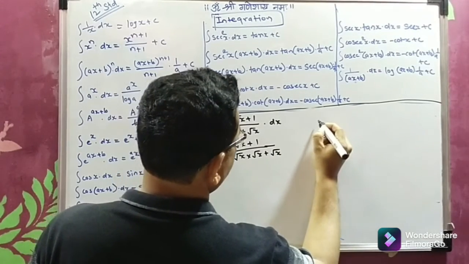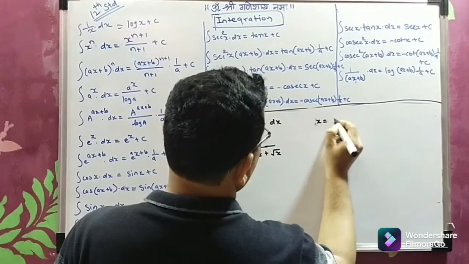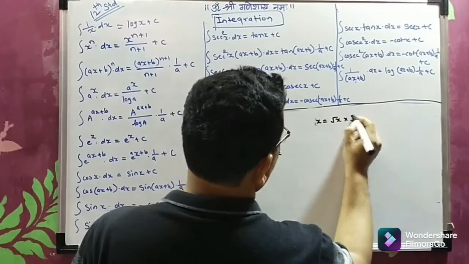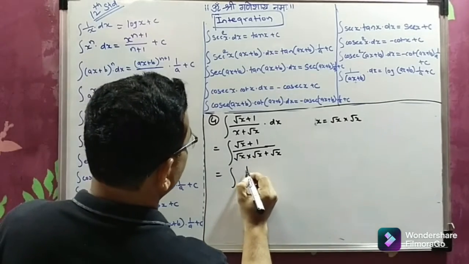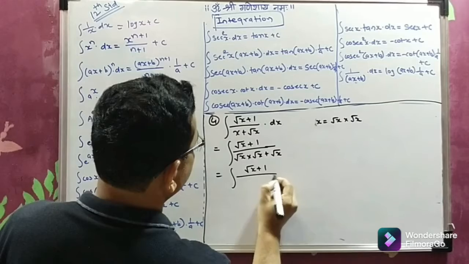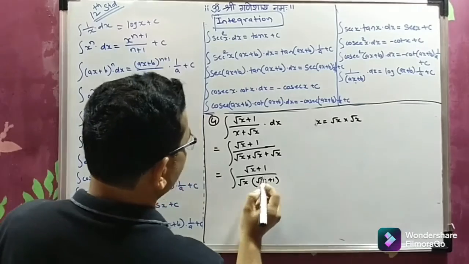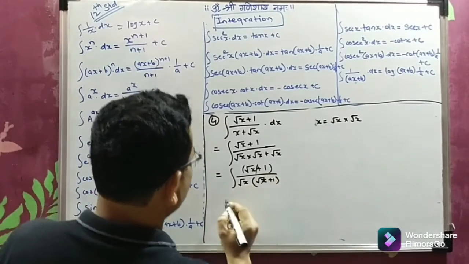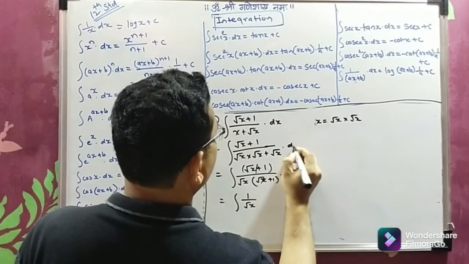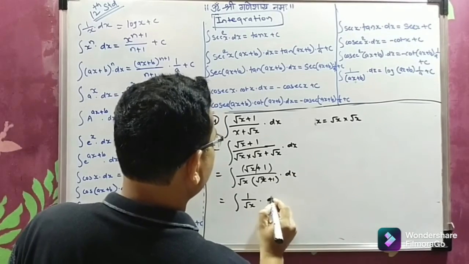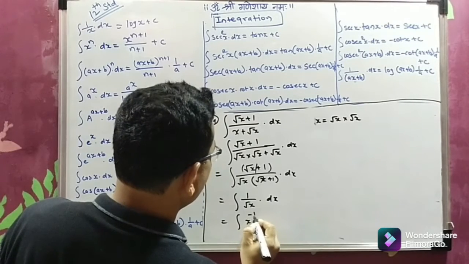We know that x is equal to root x into root x. So we will take root x as common. So this root x plus 1 will remain as it is. We will keep root x in common, so it will come as root x plus 1. So we will cancel this root x plus 1. So the answer will be 1 upon root x. I forgot to write dx, that is dx. So root x is nothing but x raised to the power 1 by 2.